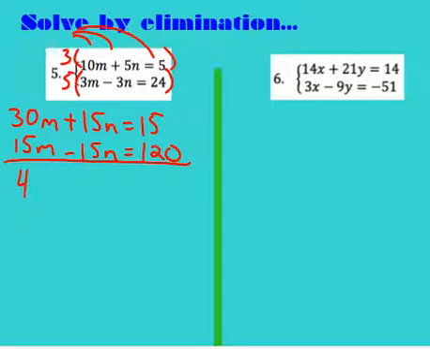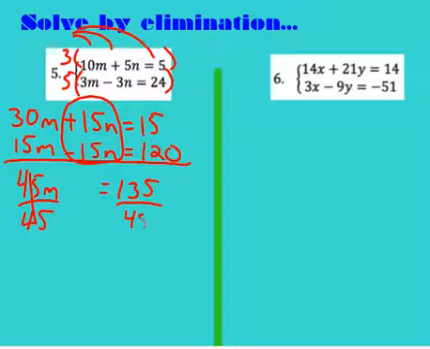Alright, 45m. This went to 0, so that worked out well. And this is 135. As scary as those numbers look, I believe m is equal to 3, if you do that in your calculator.